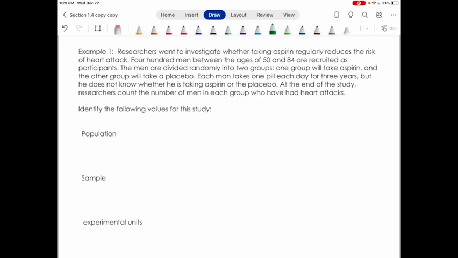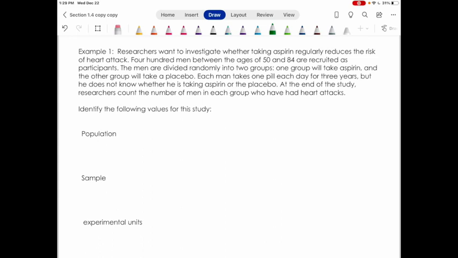Okay, example 1 says, researchers want to investigate whether taking aspirin regularly reduces the risk of heart attack. There are 400 men between the ages of 50 and 84 that are recruited as participants. The men are divided randomly into 2 groups. One group will take the aspirin and the other group will take a placebo. Each man takes 1 pill each day for 3 years, but nobody knows whether they are taking the aspirin or the placebo. And at the end of the study, researchers count the number of men in each group who have had heart attacks. Okay, so we're going to identify the following values for this study.